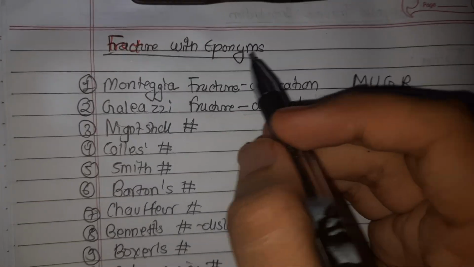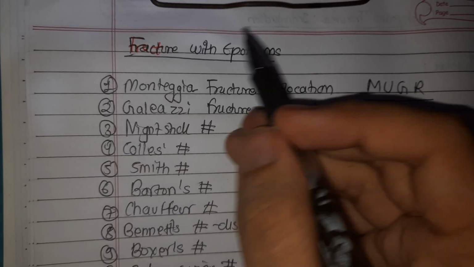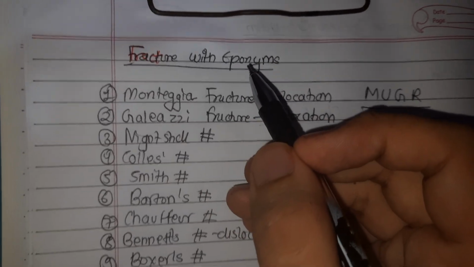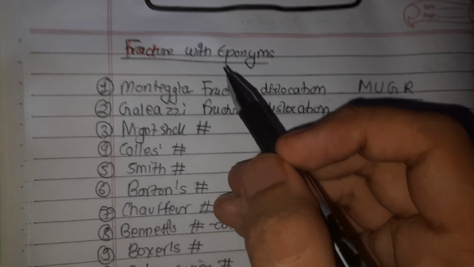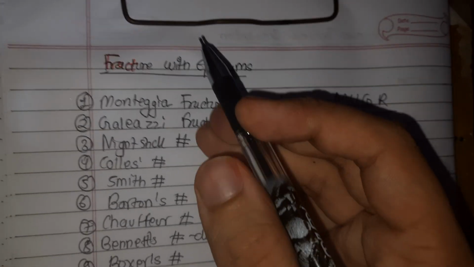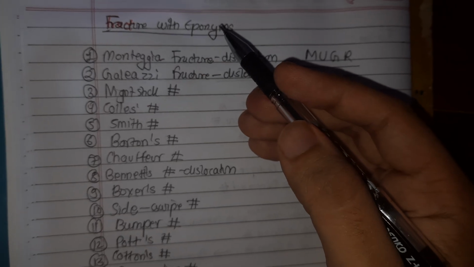Hello everyone. Today we'll be talking about various fractures with eponyms, the fractures better known by their names. Mostly these names are given after the person who first described the fracture. Today we'll just be overviewing the various named fractures.